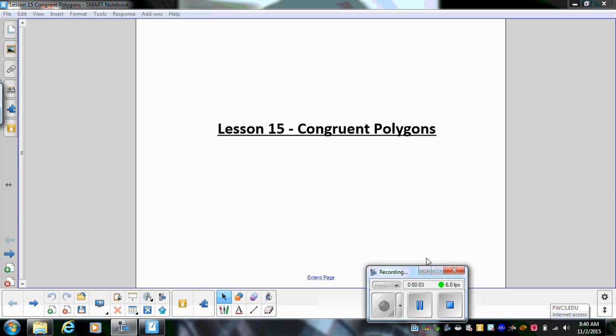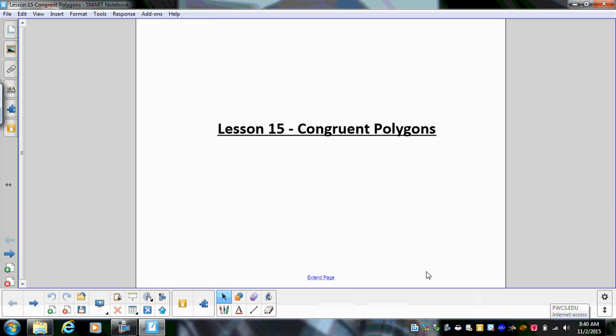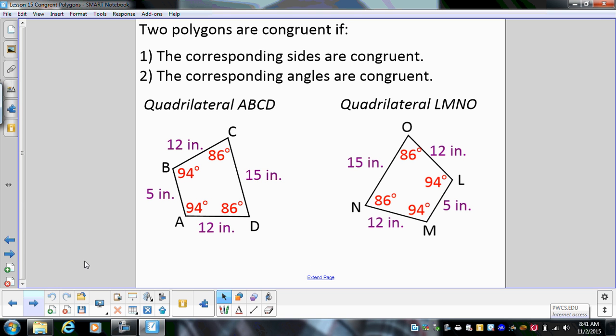Hey all, at the beginning of the year we talked about what it meant to be congruent, and congruent angles and congruent segments, and today we're going to talk about what it means to be congruent polygons. So there are two conditions that need to be satisfied if two polygons are going to be considered congruent. One is that their corresponding sides are congruent, and two is that the corresponding angles in the polygons are congruent.